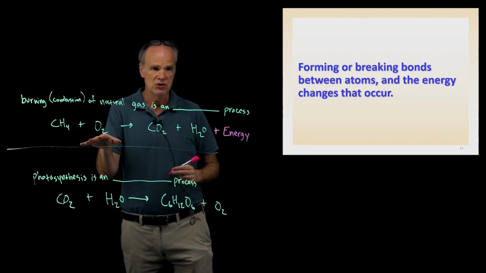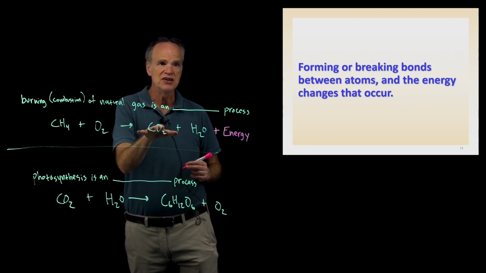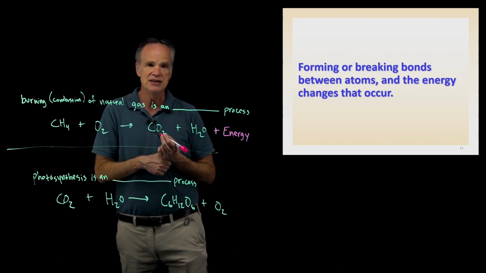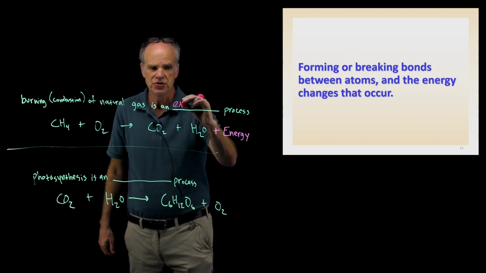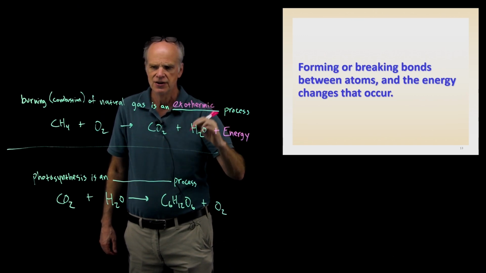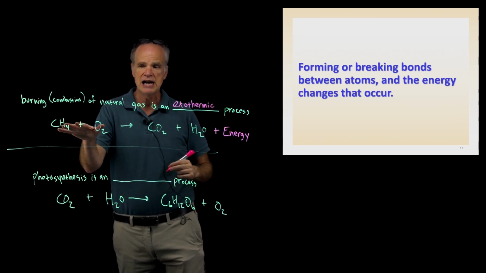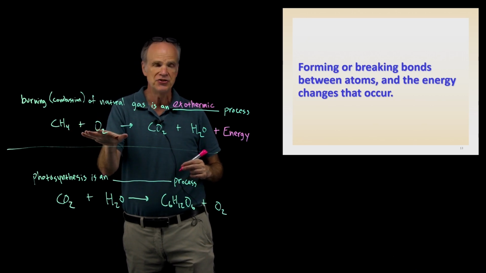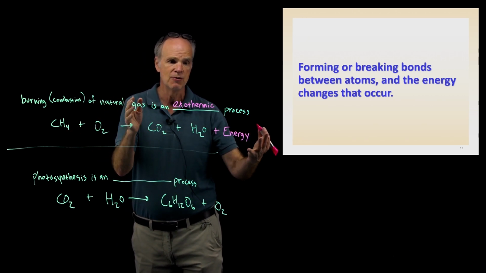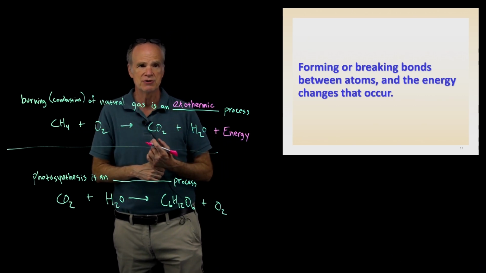Whenever you have a chemical reaction that releases energy in the environment in the form of heat, it is called an exothermic reaction or an exothermic process. So again, when you have a chemical reaction as it goes from reactants here to products and releasing energy into the environment in the form of heat, it is called an exothermic reaction.